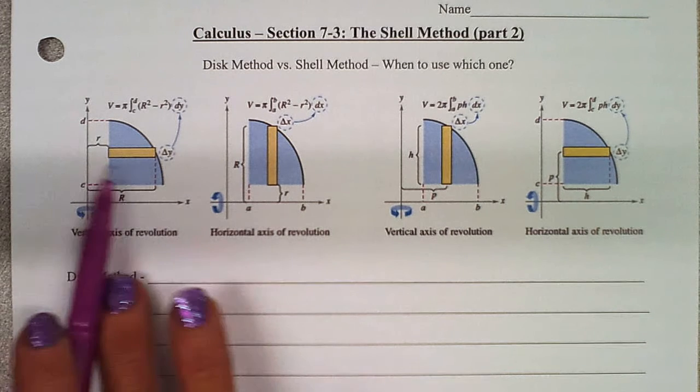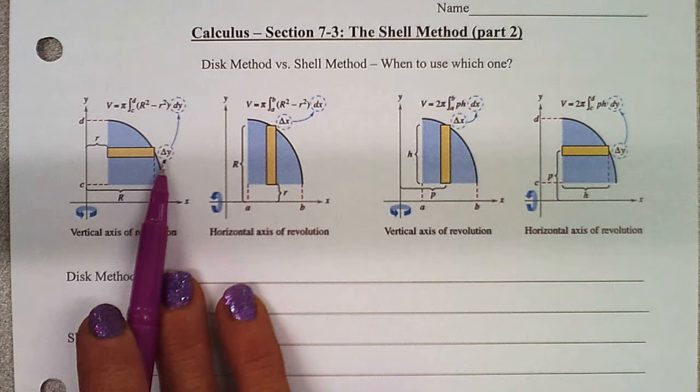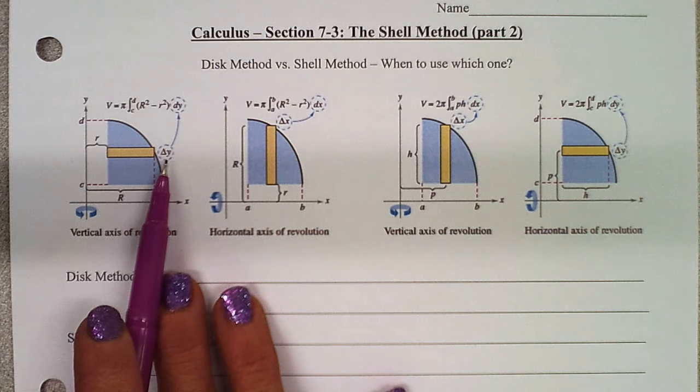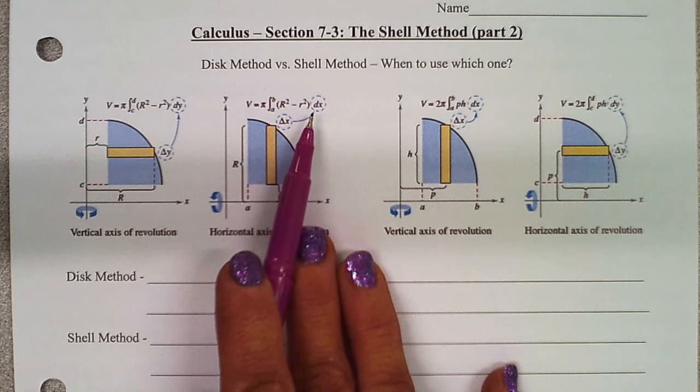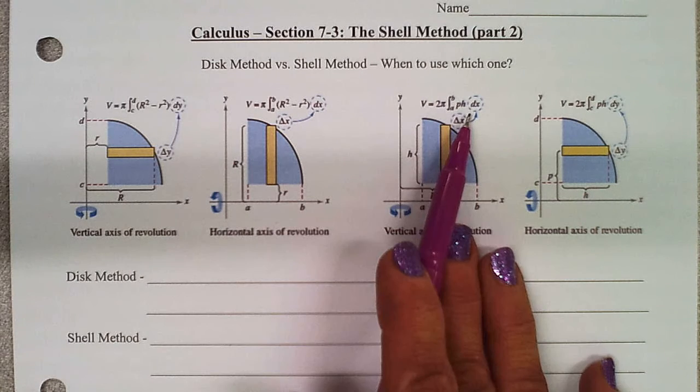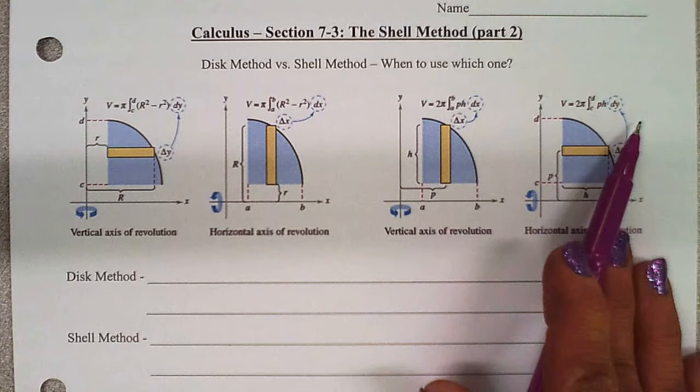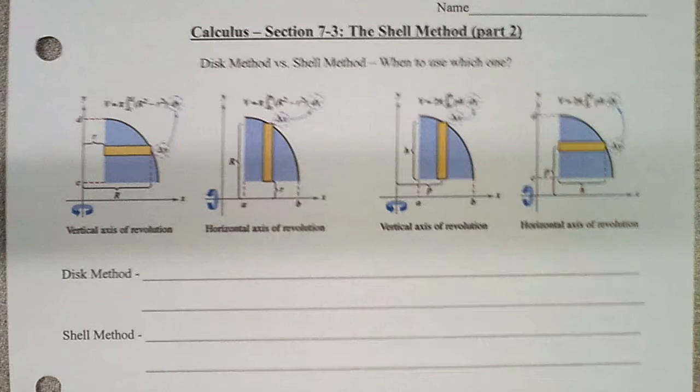And here you can see with this one, we're in terms of y, so this is like an f of y function. Here with this one, our dx means we're at f of x. Here we're another f of x, and this last one here would be an f of y.